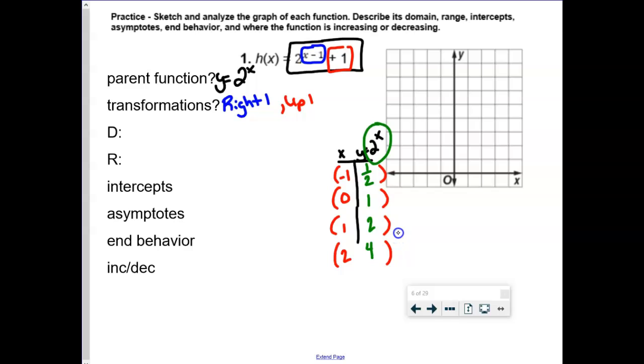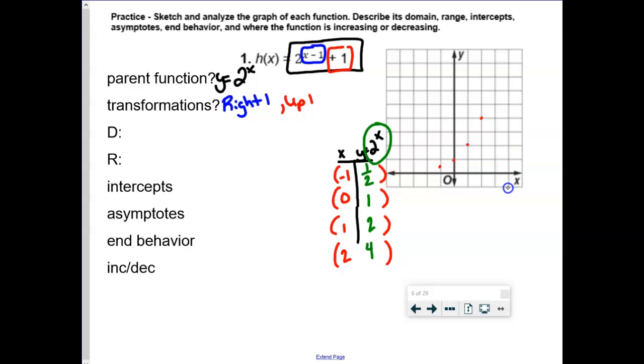If I was using pencil, I might just go ahead and plot these, but I'm going to very gently plot these because I'm about to move them. All right, so -1, 1/2 is right there. 0, 1 right there. 1, 2, and 2, 4.